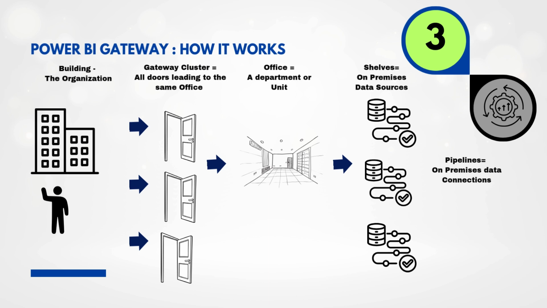Power BI service stands outside the building and requests data. One of the doors opens, the pipeline runs to the correct shelf, retrieves the data, and sends it securely to the cloud. The flow is one way. Data travels from your shelves to Power BI service, never the other way around.